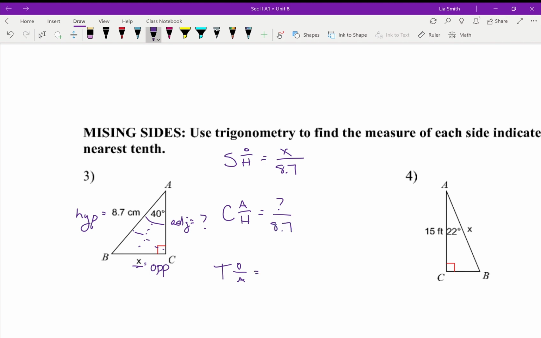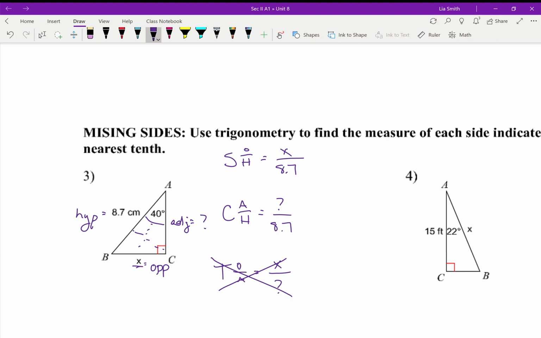If I were to use tangent, it would be x over question mark. So think about which one of those is actually going to give us what we need. Look at tangent. One has an X and one has a question mark. I don't have any way of figuring out what either of those pieces are. So it doesn't make sense to choose tangent as our function.